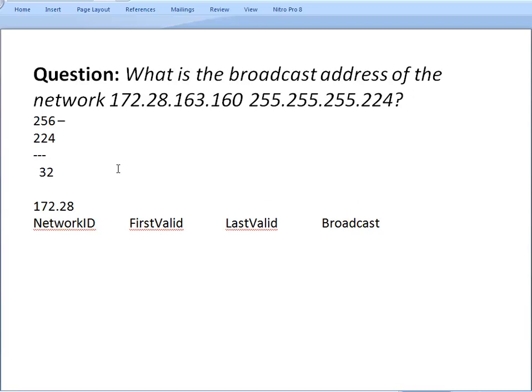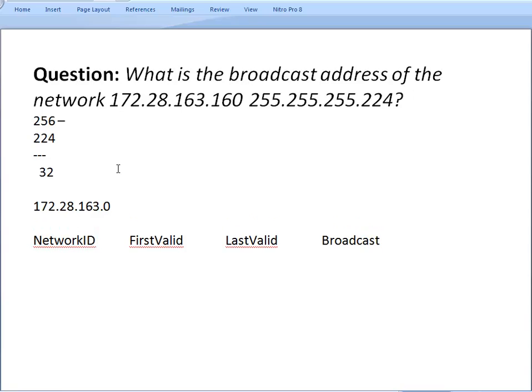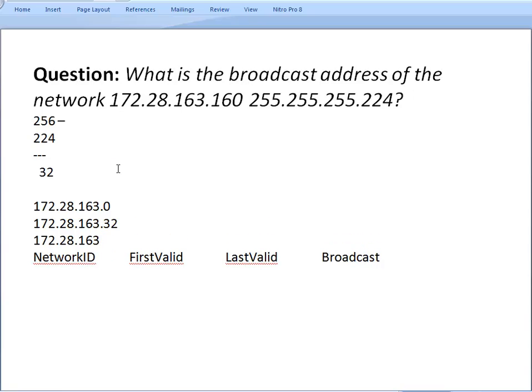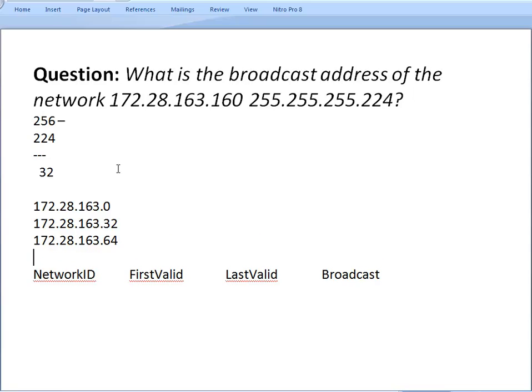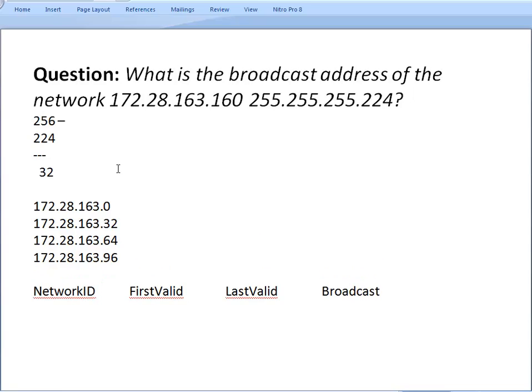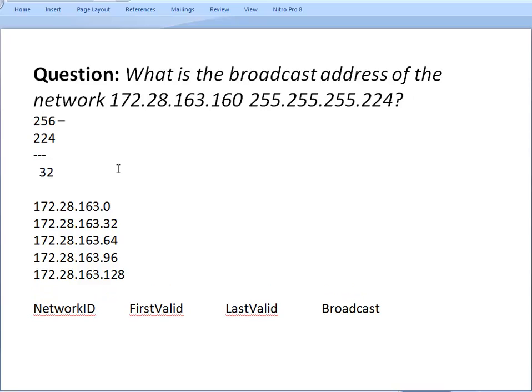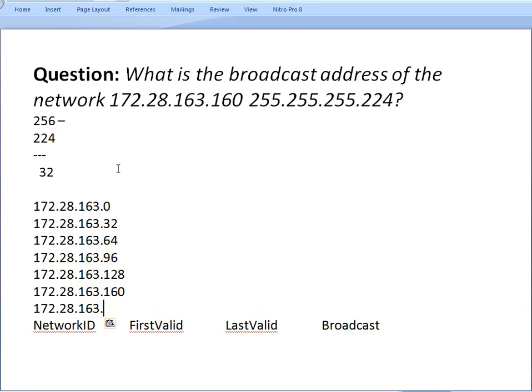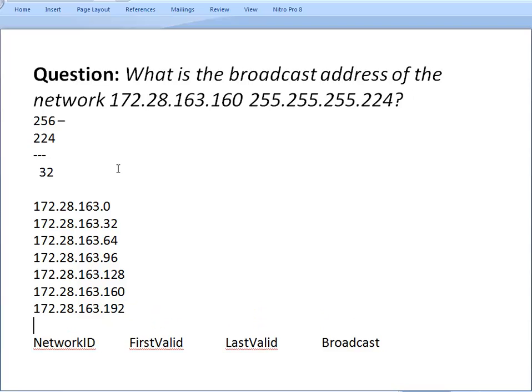So 172.28.163, the same here, dot 0. These will increment in 32s each time. So dot 32, 64, 96, then 128, 160, 192, and so on. Now we just found out the range is here. We are looking for the range between 160 and 192.